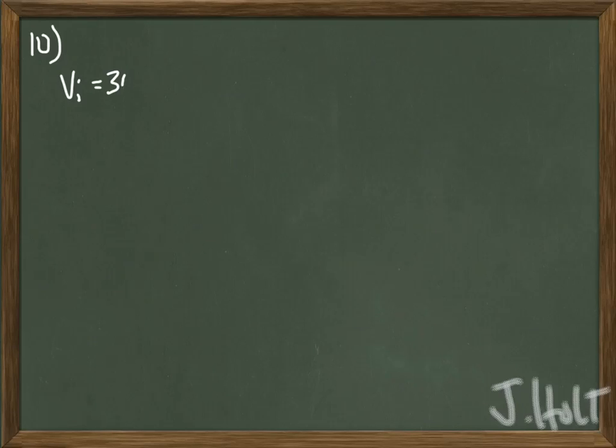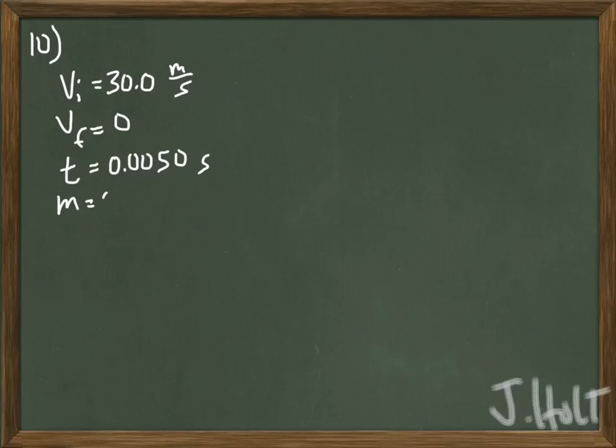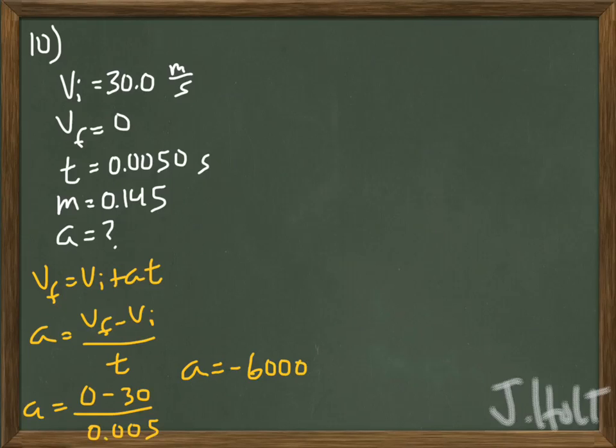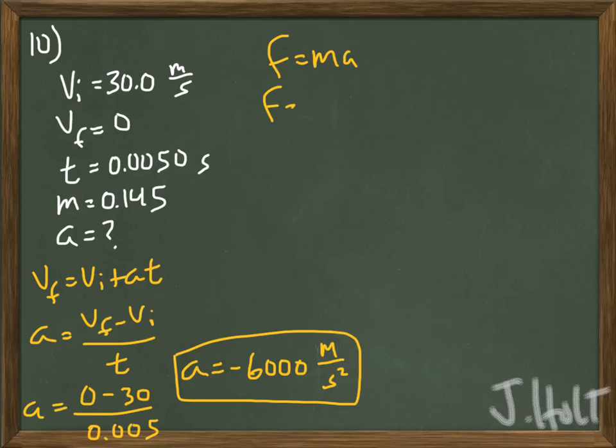Number 10, we have a baseball, initially at 30 meters per second, slowing down to 0 in a time of 0.005 seconds. We know the mass of the ball. First, we got to find the acceleration, so we got to bust out our kinematics skills. We can use the VF equation right here just to rearrange it and solve for A. That's a big acceleration, but I mean it's a baseball, and baseballs move pretty quick and they stop pretty quick too. Now to find the force, we can just do Newton's second law, mass times acceleration.